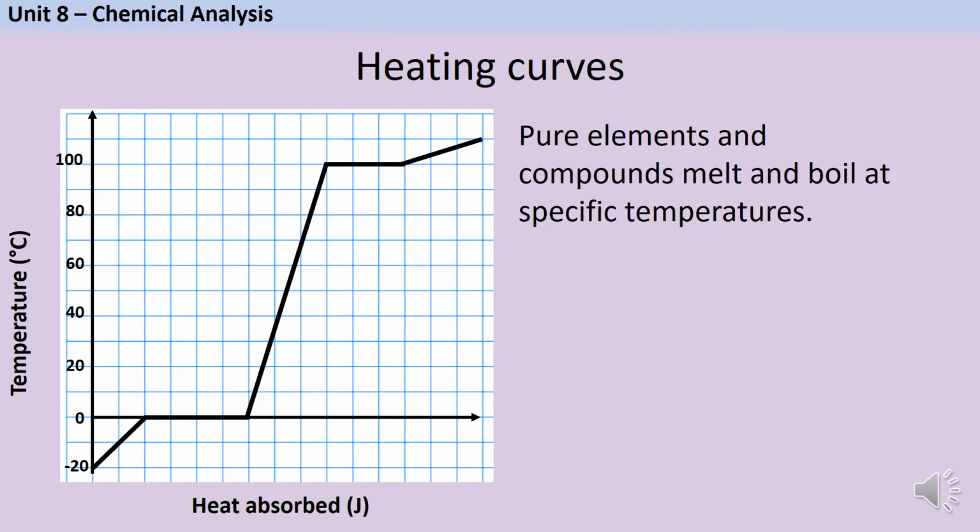So we get a graph that looks a bit like this. We have a diagonal line, then a flat portion, then a diagonal line, then a flat portion, and then a diagonal line again. And those horizontal parts of the graph are when the substance is melting and when it's boiling.